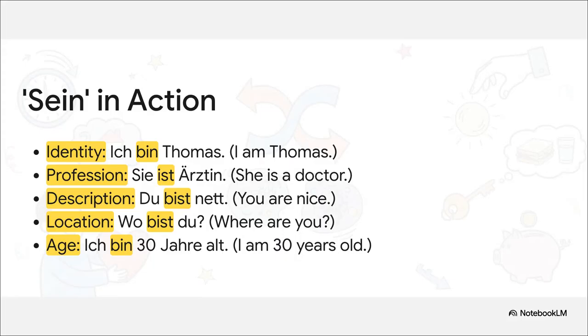You can really see how flexible this is. For your identity, ich bin Thomas. Simple. For a job, sie ist Ärztin. Describing someone, du bist nett. Asking for a location, wo bist du? And pay really close attention to this last one. In German, just like in English, you don't have years, you are a certain age. Ich bin 30 Jahre alt.